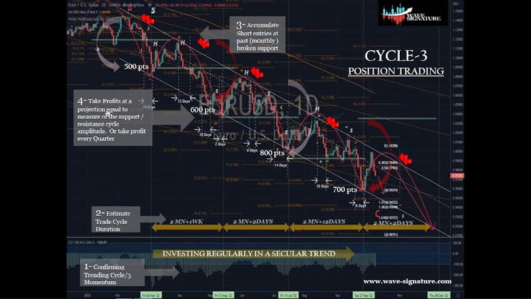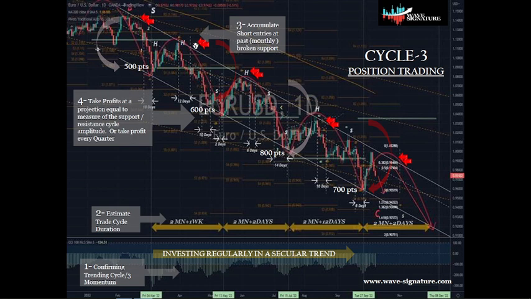Take profits at a projection equal to the measure of the support resistance cycle amplitude. We would take then profits equal to an equal measure of the past cycle out of which the market had broken out. All right, or take profit simply every annual quarter on a specific periodical basis. In this case, this is a position trade at the end of every quarter or every annual quarter. The target projections are shown here.